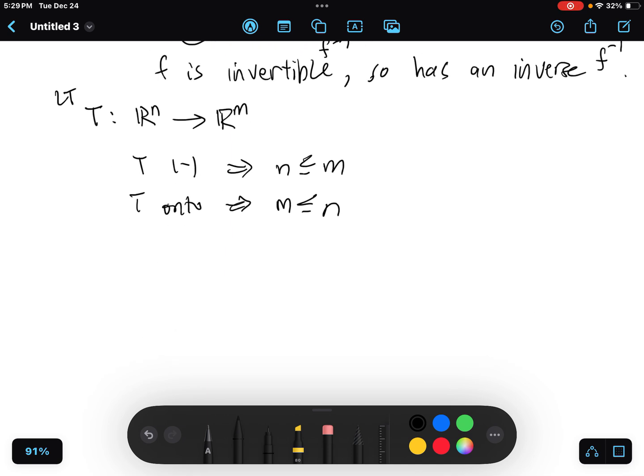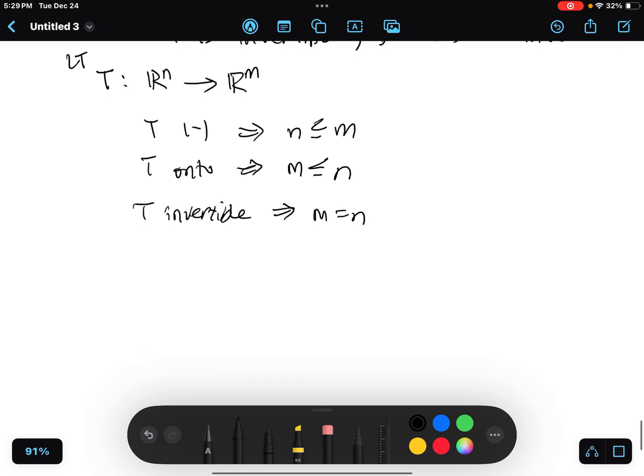And so if T is both of these things, if T is invertible, then that implies that m has to equal n, because you need n to be less than or equal to m and m to be less than or equal to n. The only way that can happen is if they're the same number. Just to be clear, this isn't saying that these conditions are sufficient. If m equals n, that doesn't mean that T is invertible.